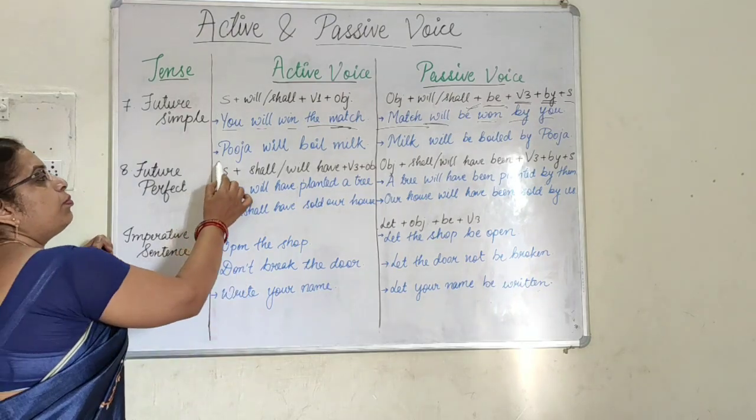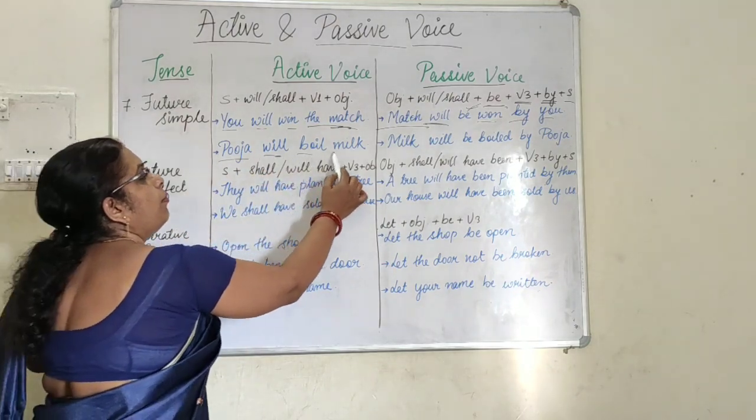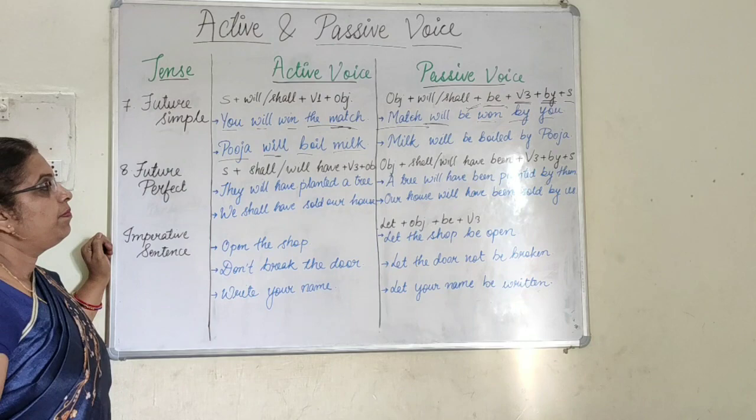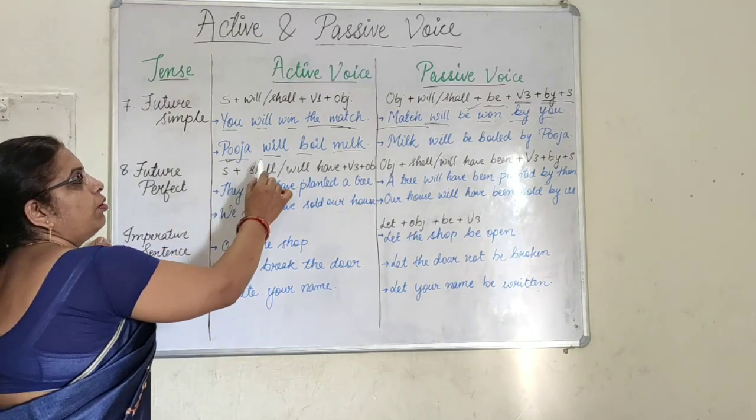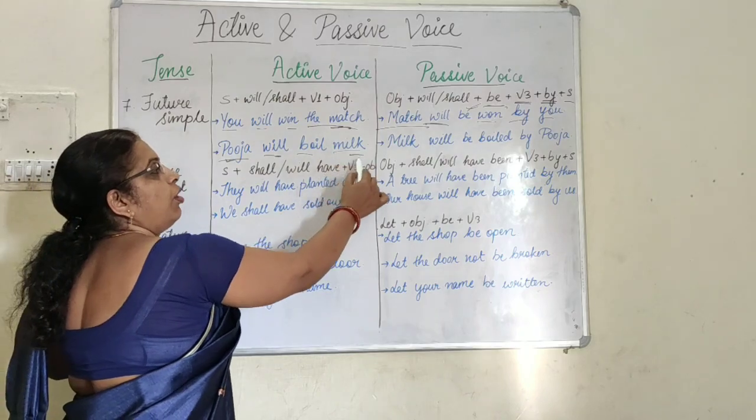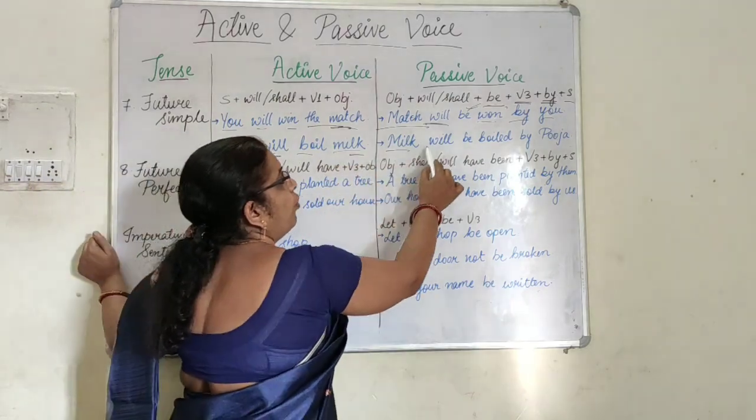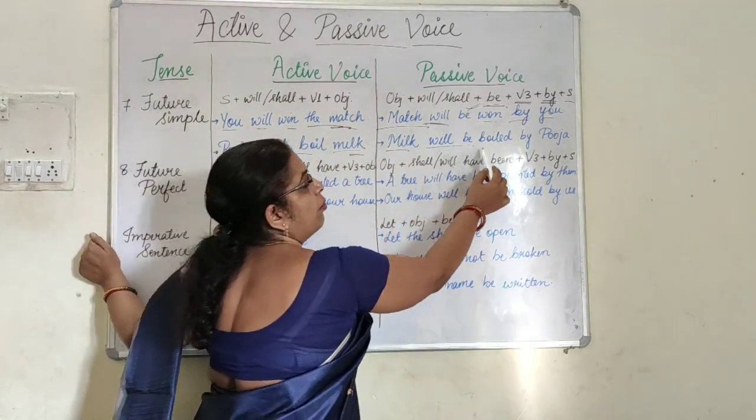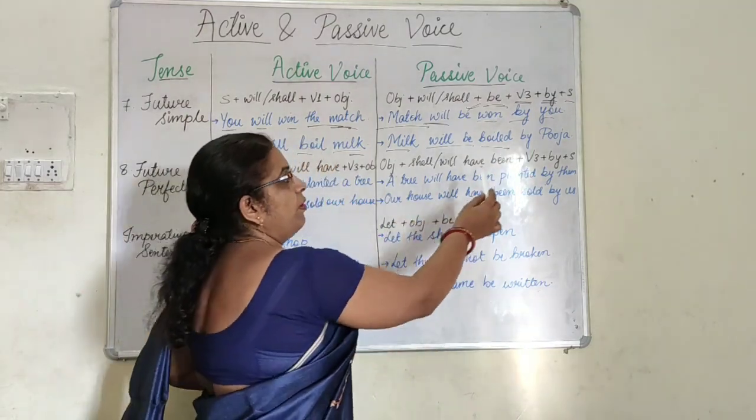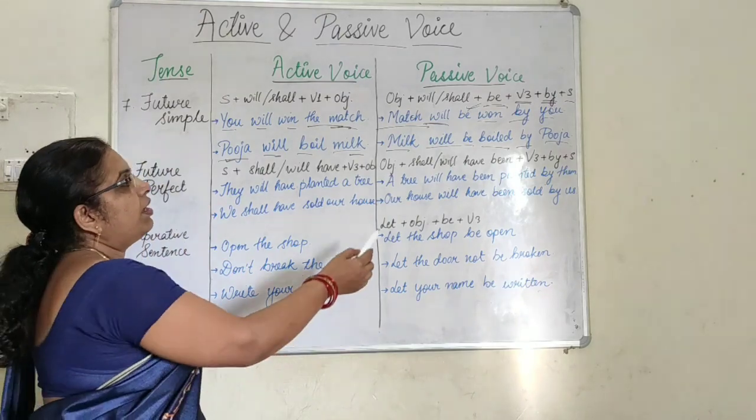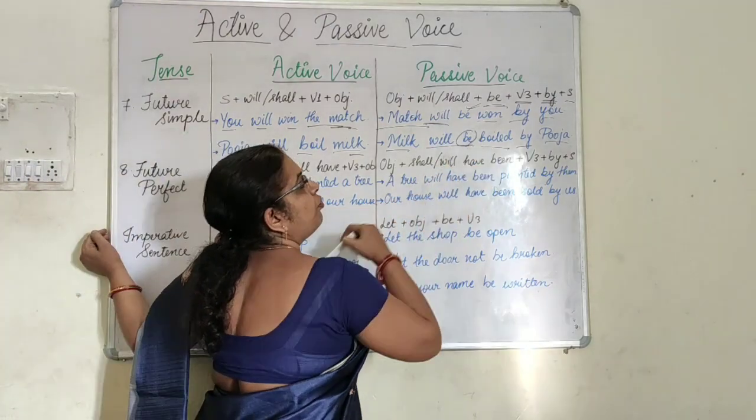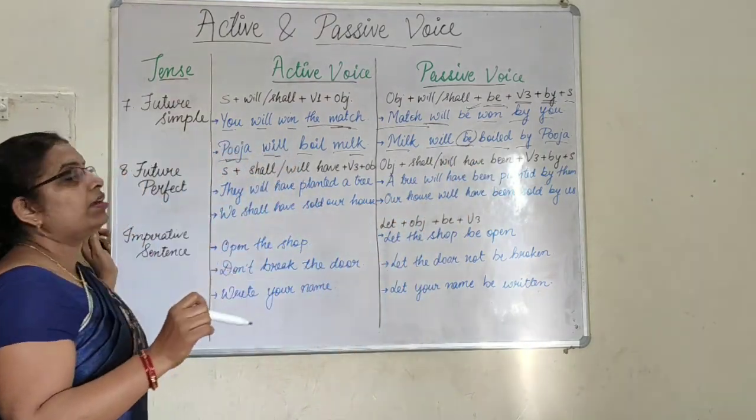Come to next sentence. Pooja will boil milk. Here Pooja is the subject. Will boil milk. Milk is the object. Milk will be boiled, V3 form, by Pooja. Means you have to take care. Be should be used in the future simple form.